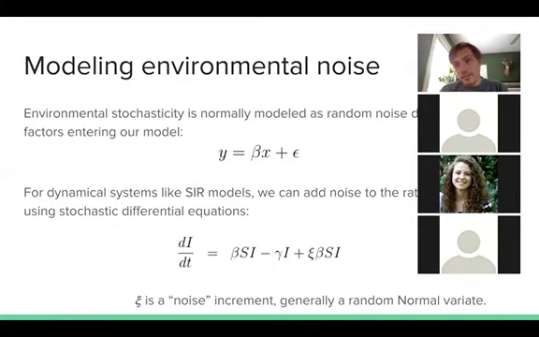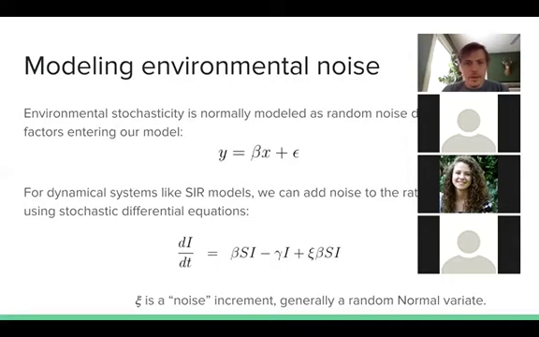And if it was above 0, then we might have, if it was below 1, we might have slightly less infections, and if it was above 1, we would have slightly more infections then. And so that's how we can include environmental noise in our classic differential equations.